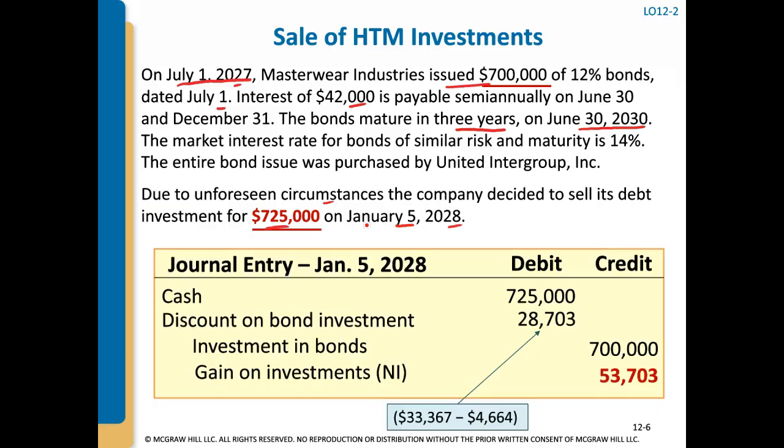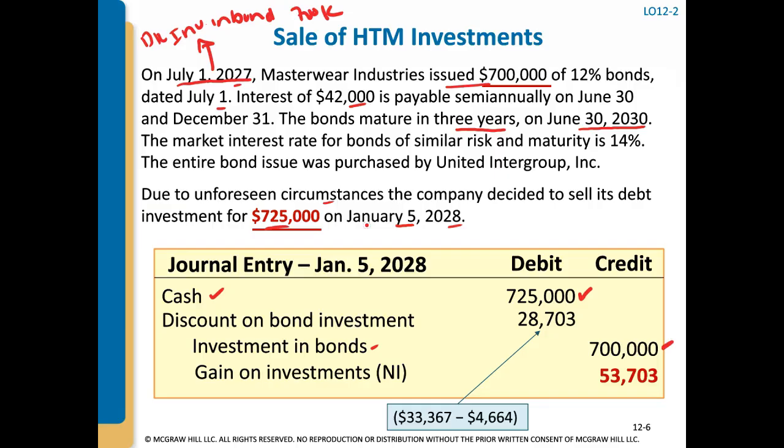So here's the entry that we will make. First, we sold it, so we received cash for the $725,000. So we debit cash $725,000. Next, let's look at the investment in bonds. The investment account, when we originally recorded it on July 1, we did debit for investment in bonds for the face value of $700,000. That's what we did on July 1st. So now we're going to credit that same account, investment in bonds, $700,000.